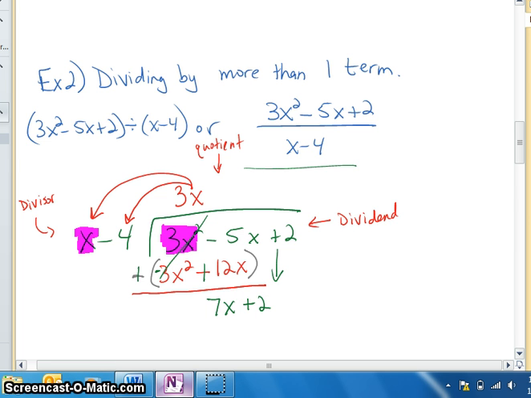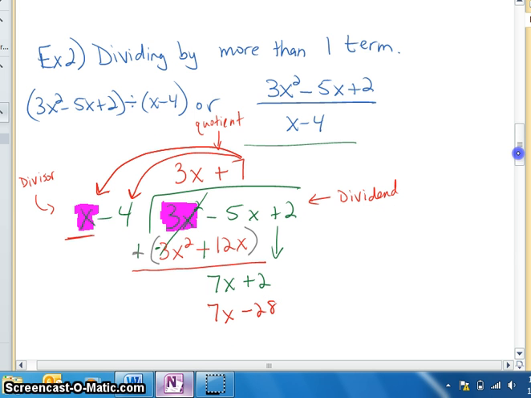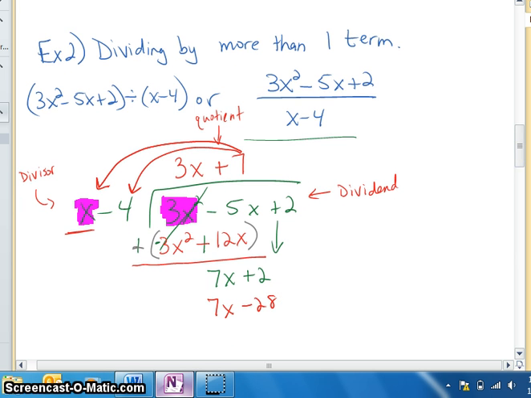So now I'm thinking, what multiplies by x to get 7x? Well, that's 7. So I'm going to add 7. Now I have to multiply 7 times x and 7 times negative 4. So that would be 7x minus 28. I'm going to subtract again.